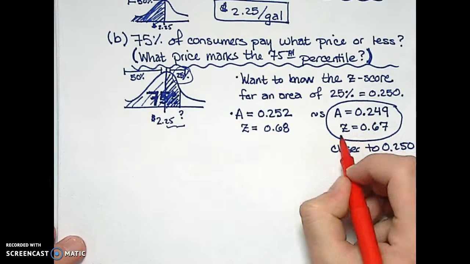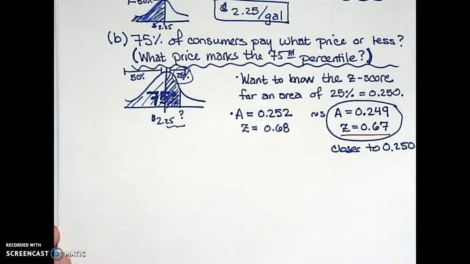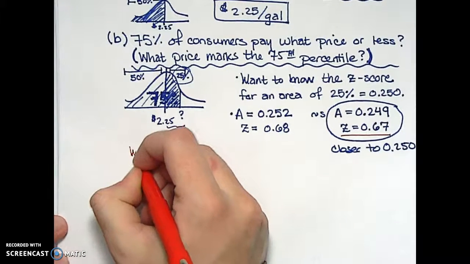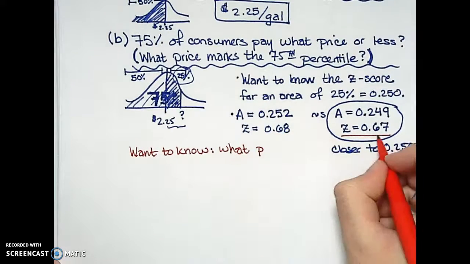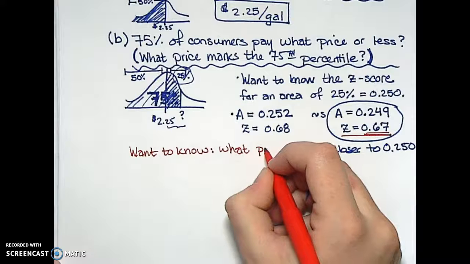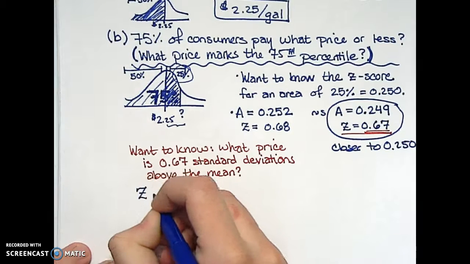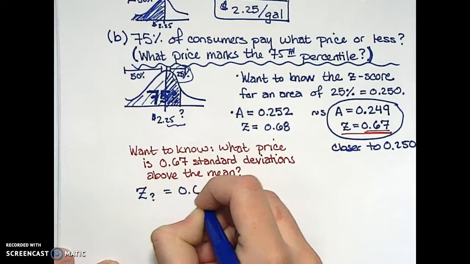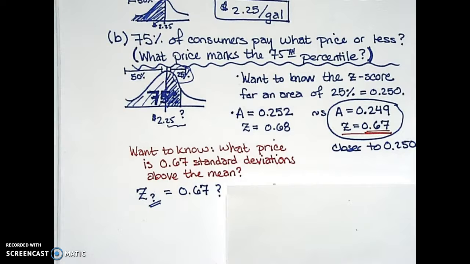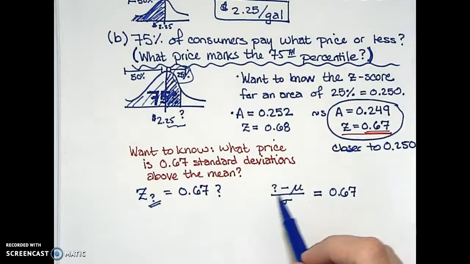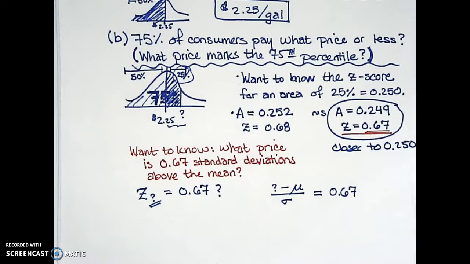Okay, so we're going to work with a z-score of 0.67, but what exactly does that mean for us? We want to know now what price is 0.67 standard deviations above the mean. In other words, the z-score of what price gives us 0.67. At least the first time, let's recall the formula for how we calculate the z-score of a value. The z-score of our price in question is given by take the price in question, subtract from it the mean, divide by the standard deviation, and I want to get 0.67.